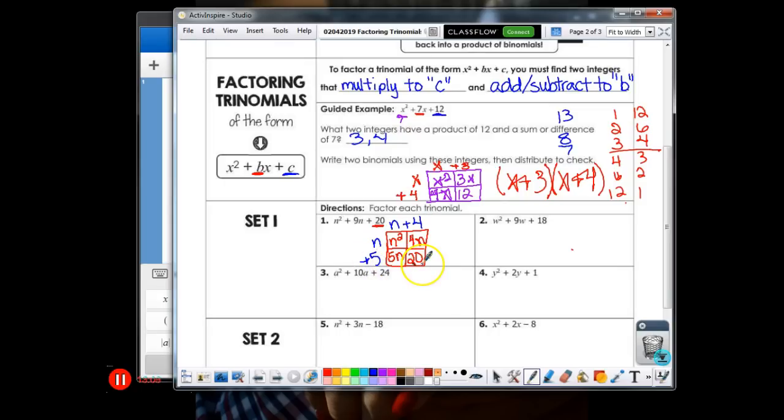Now check it. 4 times 5 is 20. So I'm good. So that means my two factors are n plus 4 times n plus 5. Okay? Try number 2 out. Okay, number 2, let's go over it.